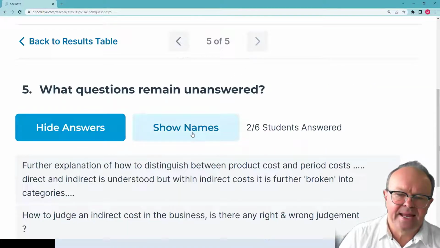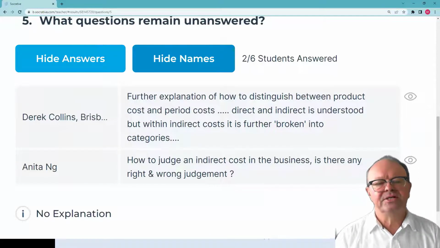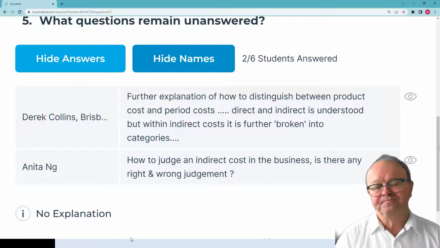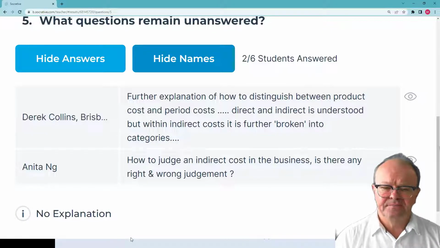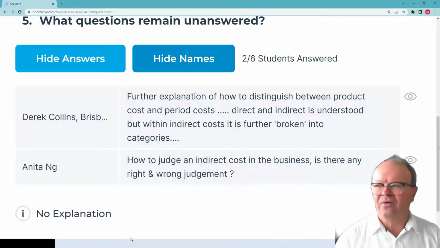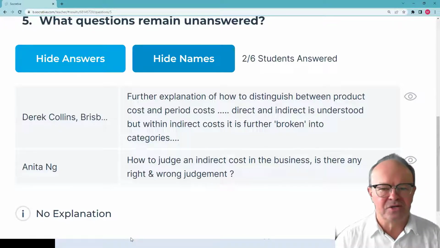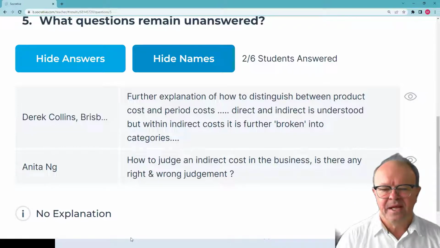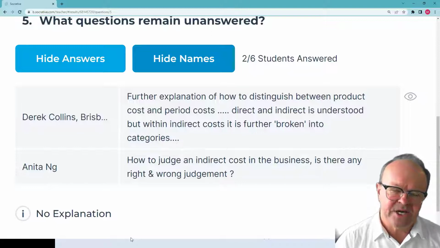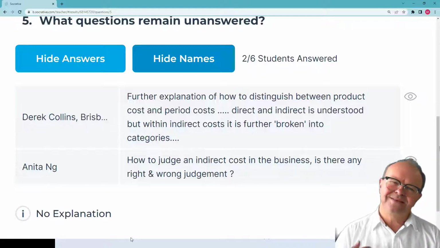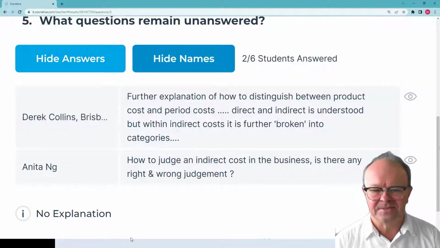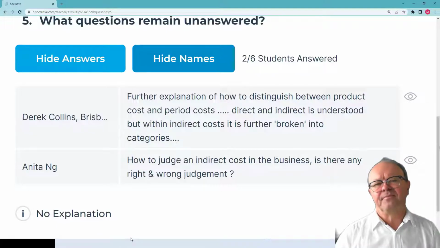What questions remain unanswered? Anita asks, how to judge an indirect cost in the business? Is there any right and wrong judgment? Well, there is a lot of scope for people to make judgments here. So it's not illegal to put something in here or in there. There's some scope around what you can do for indirect costs. And we'll be talking about that a bit later on. The key thing is to realise there are some judgments involved in allocating indirect costs, which means the indirect costs could be allocated differently depending on how you make those judgments.